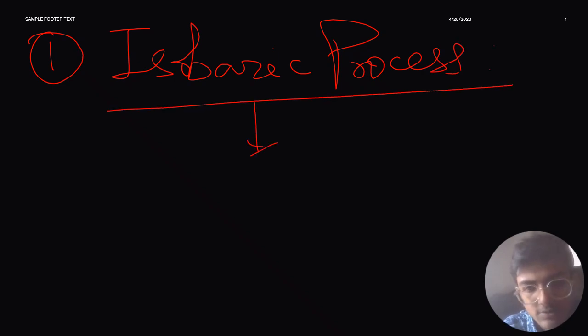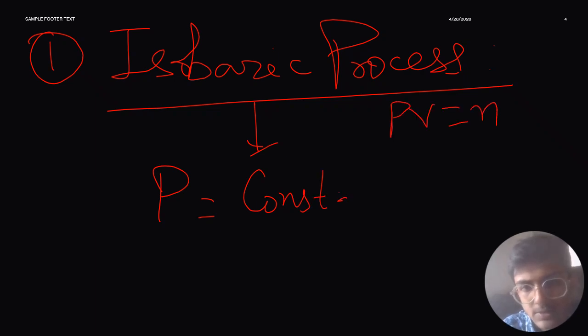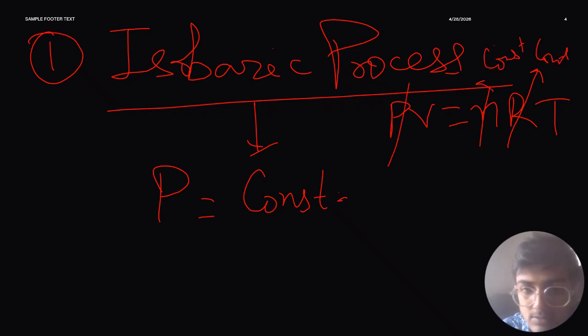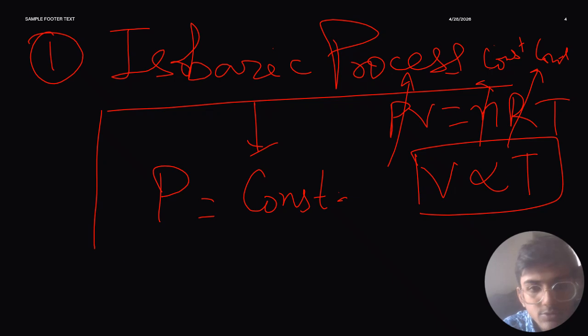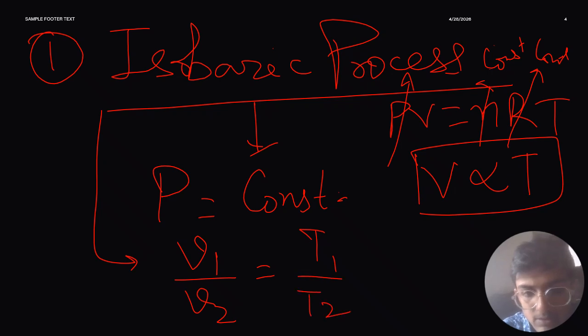Isobaric process is the process in which pressure is constant, and when pressure is constant you can see PV equals nRT, R is the universal gas constant, and we have also taken the number of moles constant. Pressure is constant as per the definition. So here volume is directly proportional to temperature. So for the isobaric process we can write V1 by V2 equal to T1 by T2.